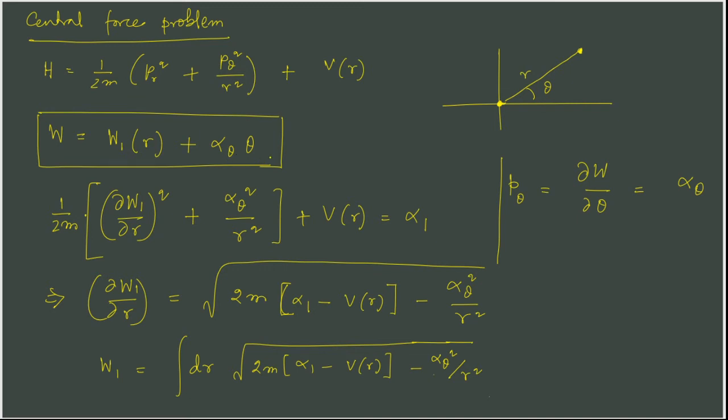But that constant is the momentum, in the sense that p theta, in this case, would be ∂W/∂theta, and that is equal to alpha theta. So alpha theta being our momentum, theta being a cyclic coordinate, the momentum is expected to be constant. So we just have a way of writing that. And now we substitute the characteristic function in the Hamilton-Jacobi equation. Once we do that, then this W1 can simply be expressed as an integral over r.